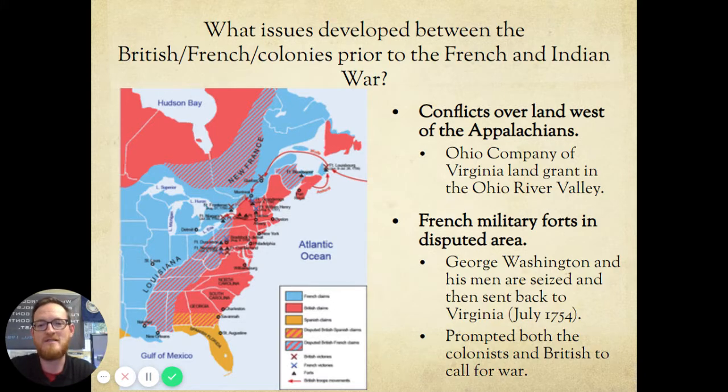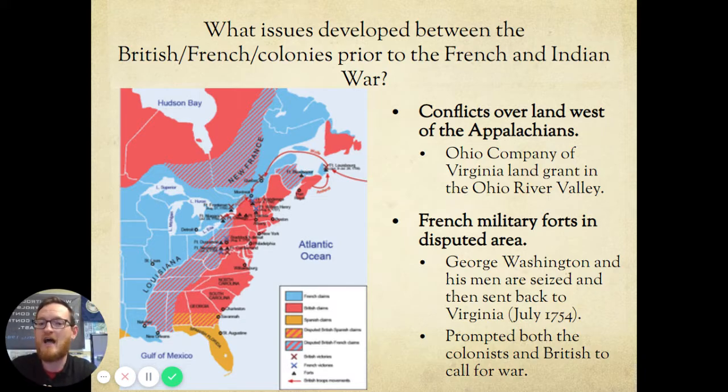One of the things that happens is that the Ohio Company of Virginia would give a land grant to the Virginia colonists to be able to settle the Ohio River Valley. Well, the Ohio River Valley during this time was an area that the French claimed, so obviously that is going to lead to conflict. And within that disputed area, you're actually going to have French military forts.